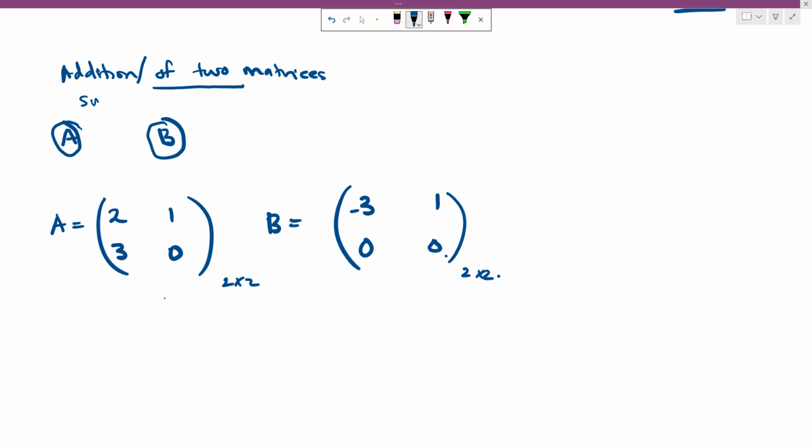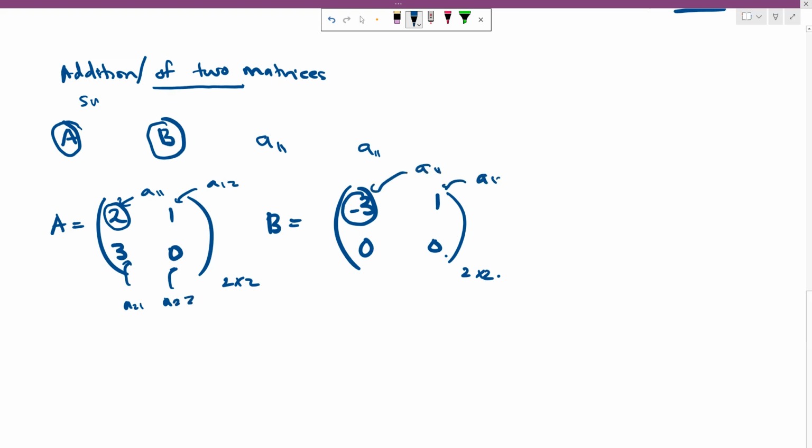element. Corresponding element in the sense, if we are considering this first entry, then the entry corresponding to this entry in the second matrix is this, right? So this is A11. This is also A11. This is A12. This is A21. This is A22. Now this is A11. This is A12. This is A21. This is A22. So you have to just add the corresponding entries.